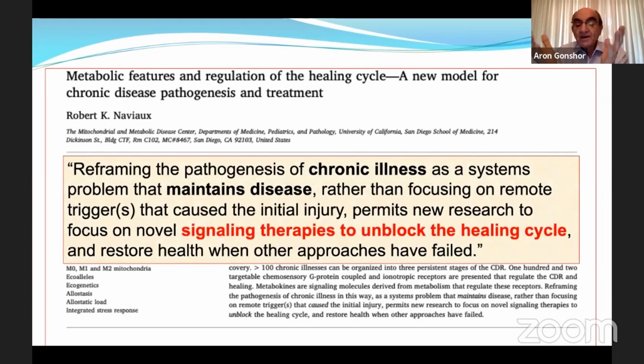And what they are saying at the end of all of this is that you need to reframe the pathogenesis of chronic illness. And you need to reframe it as a systems problem that is maintaining disease. That disease continues because of something that's gone wrong. And so rather than focusing on whatever the remote triggers may have been that caused the initial injury, it allows us now to really focus on the various therapies, the signaling therapies that are going to unblock the healing cycle and are going to be able to restore health where other approaches may have failed.